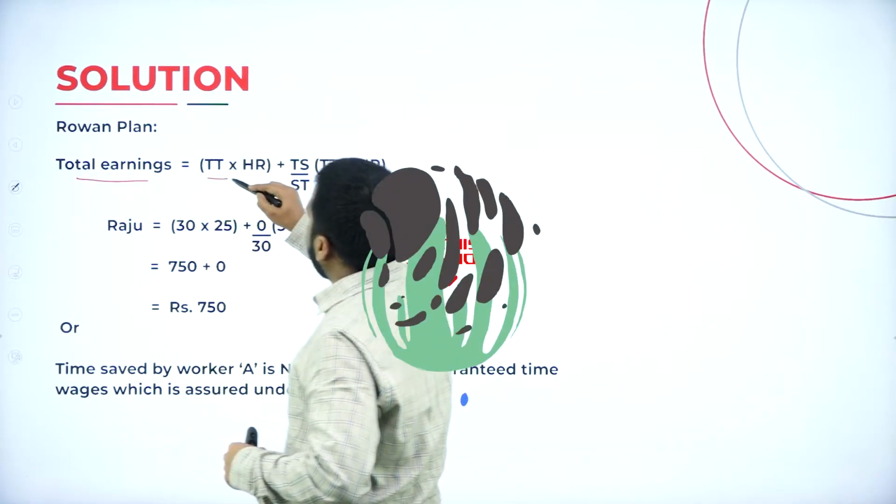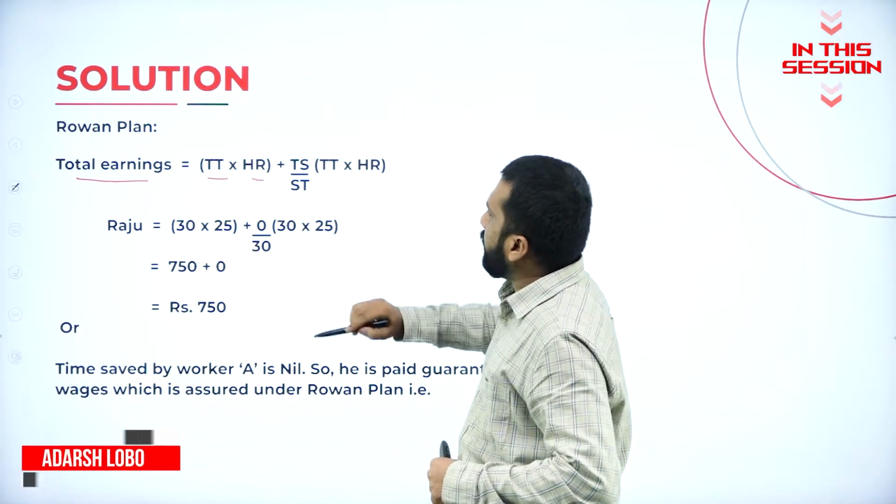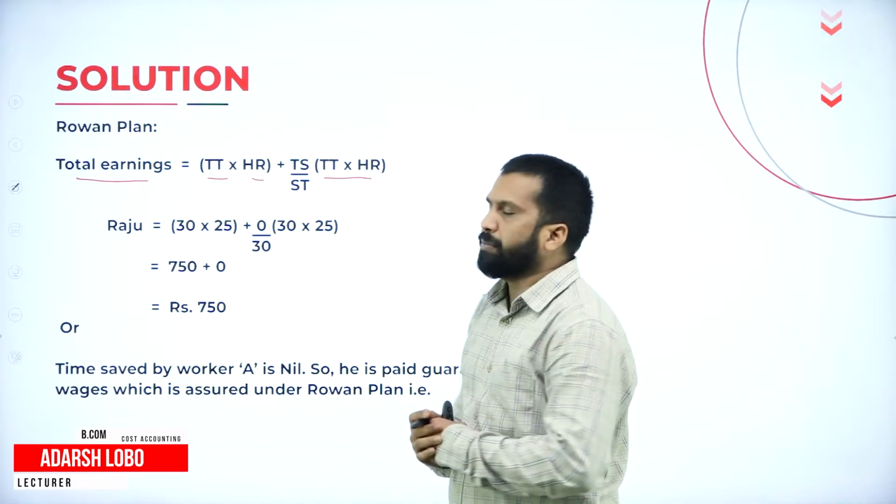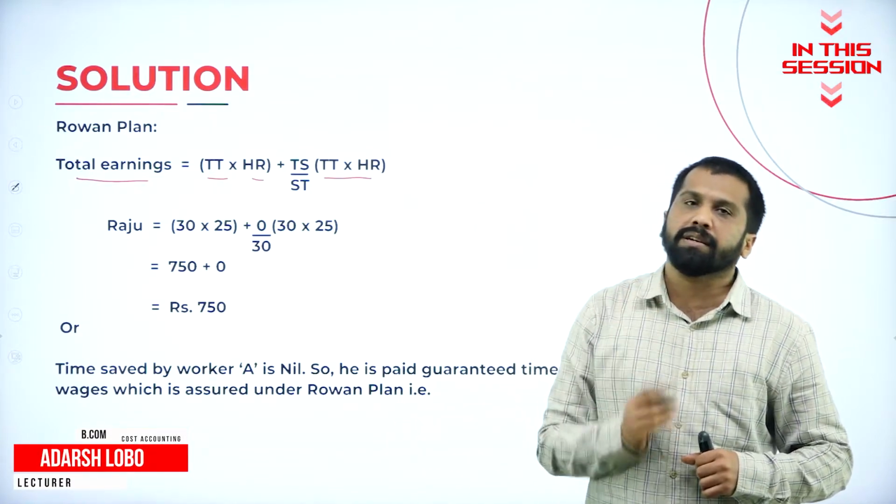Total earning, time taken into hourly rate, time saved divided by standard time, it will be time taken into hourly rate.